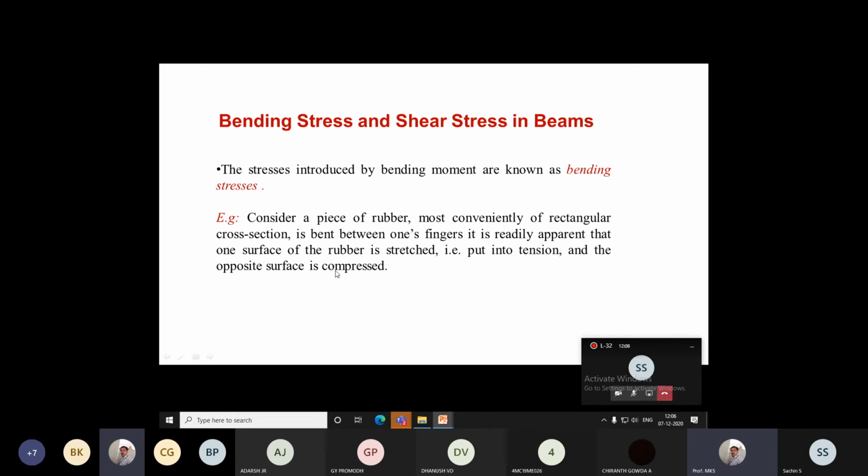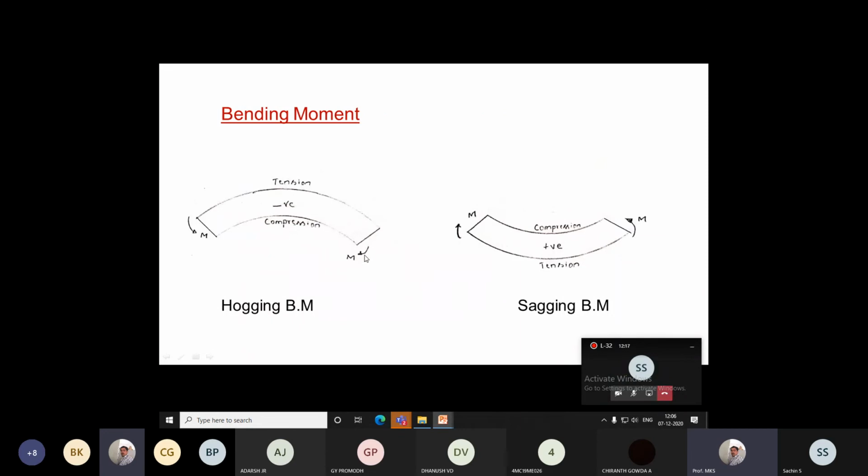So one of the surfaces of the rubber is in tension. If you are bending the rubber in a sagging manner, that is in this manner, the top portion will be in compression and the bottom portion will be in tension. If you are going to bend in this manner, the top portion will be in tension and the bottom portion will be in compression, in the hogging bending moment, right?